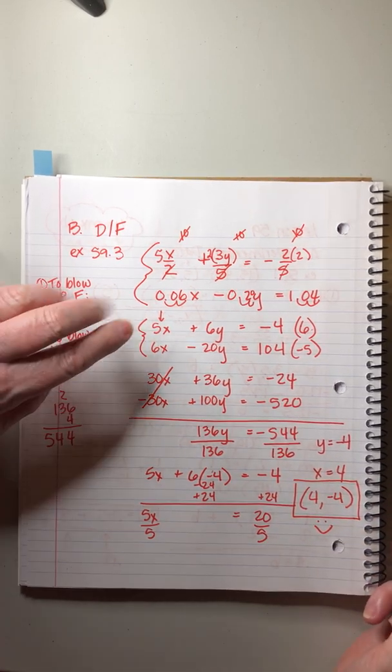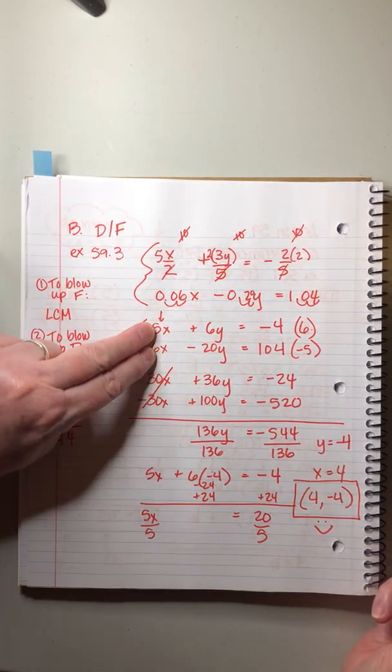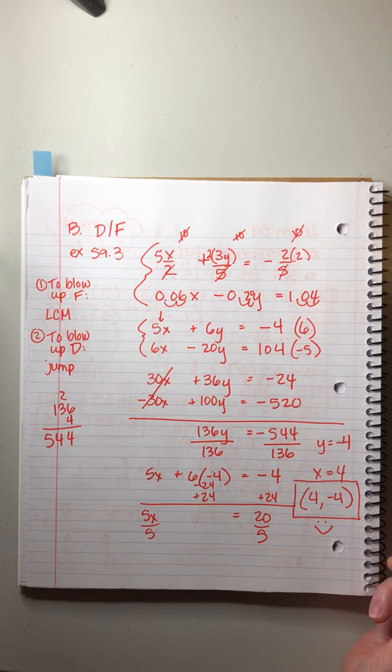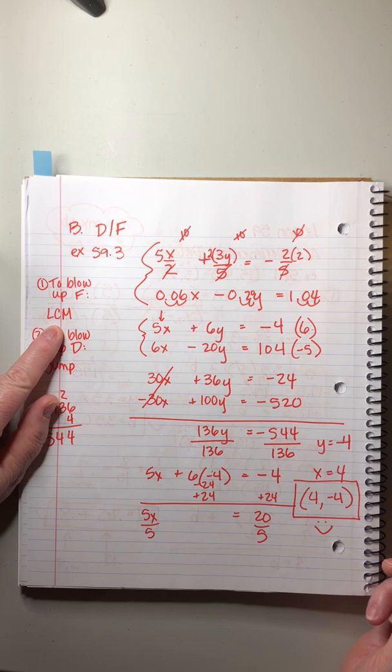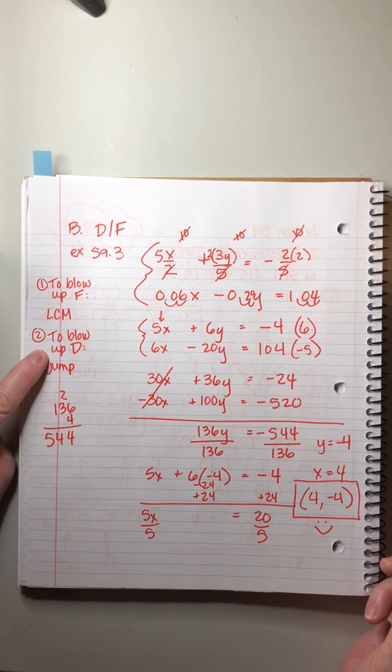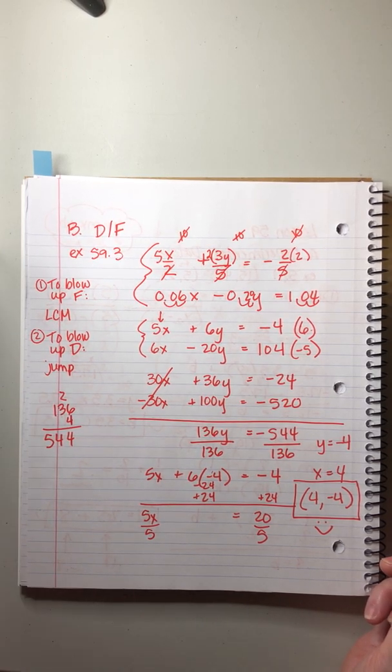Okay, so once we took care of this drama, then it was just typical. And so these are our two rules. To blow up the fractions, we multiply by the LCM. And to blow up the decimals, we jump the decimal, the number of times to clean it up in everybody.